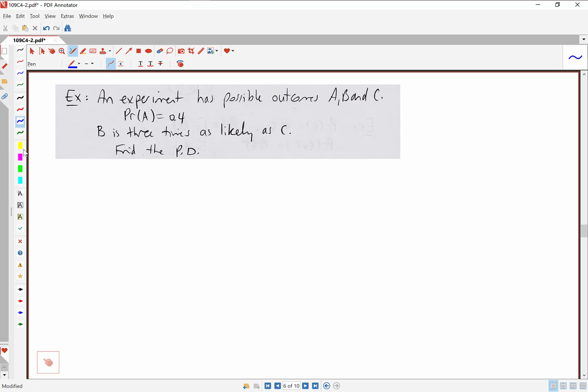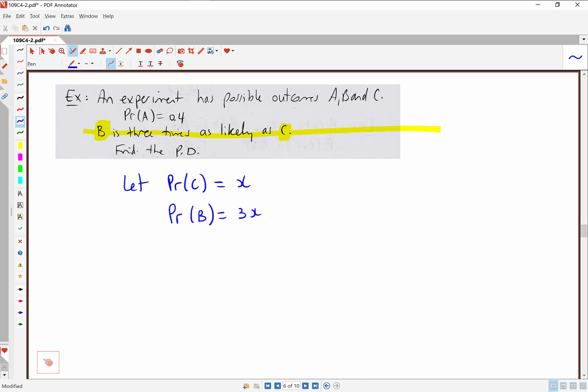So let's think about how to start here. Key information is that B is 3 times as likely as C. So probability of B is the bigger number and probability of C is the smaller number. What we could do is we could say, let probability of C be just some unknown number. Let's call it x. If B is 3 times as likely as C, then that tells us probability of B is 3 times x. So at least now we've got some symbols to work with.